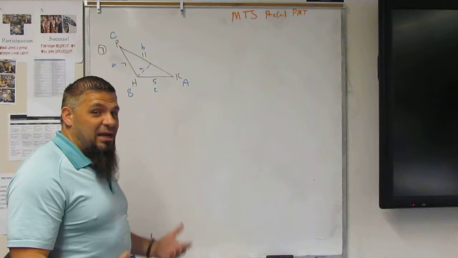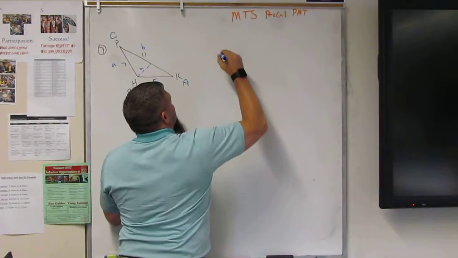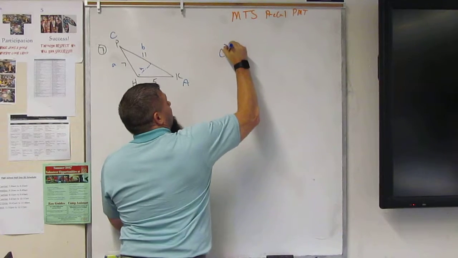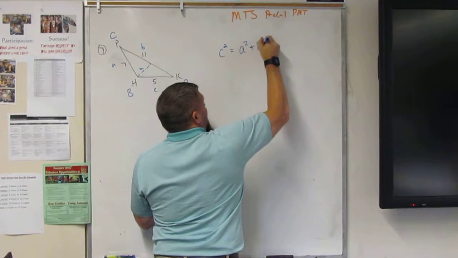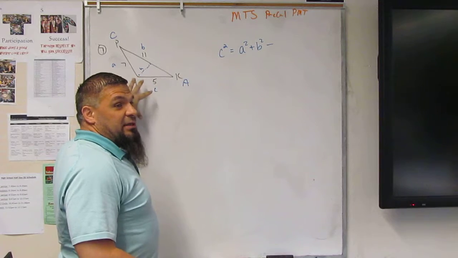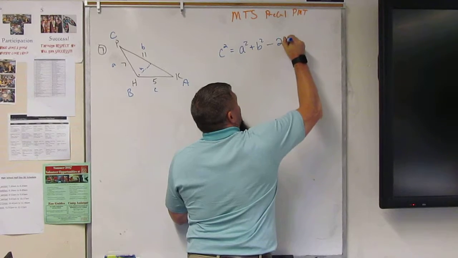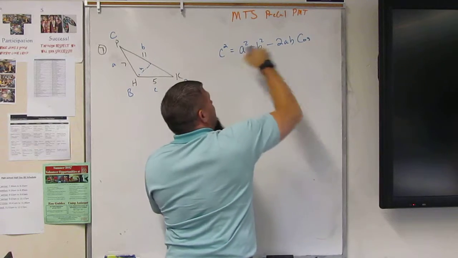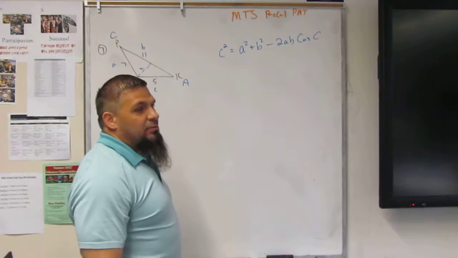Remember that from last year, right? We all remember that, right? But if you don't remember it, it's easy to remember by thinking of a squared plus b squared equals c squared. C squared is equal to a squared plus b squared. And then minus, because this is not a right triangle, right? So then minus the 2ab cosine of c. That's how you can remember it, right? It's a nice way of remembering it.